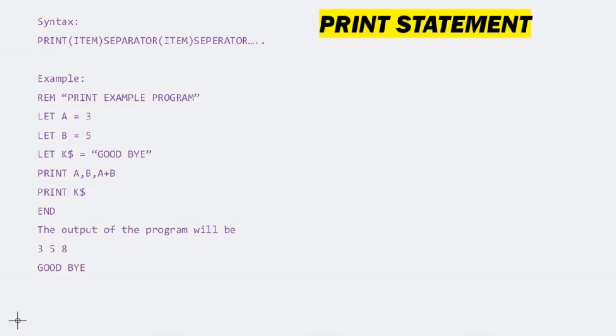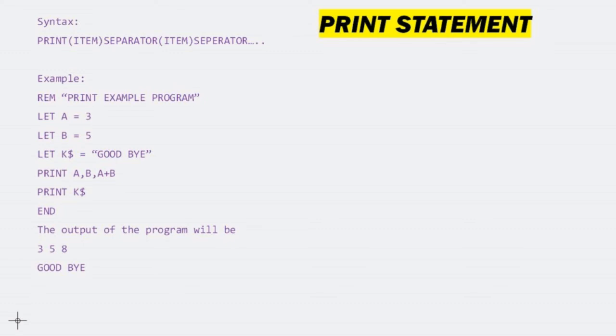Let's see an example. REM "print example program". LET A = 3. LET B = 5. LET K$ = "good boy". PRINT A, B, A + B. PRINT K$. END. The output of the program will be 3, 5, 8, and then in the next line, good boy.